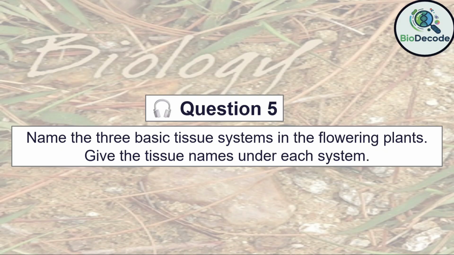Second, the ground or fundamental tissue system. This system forms the main bulk of the plant body and includes parenchyma, collenchyma, and sclerenchyma. Depending on the plant organ, it may also include cortex, pith, and pericycle. Third, the vascular conducting tissue system. This system consists of complex tissues, namely xylem and phloem, which are responsible for the conduction of water, minerals, and food. Now, let us move to the next question, which focuses on the significance of studying plant anatomy.